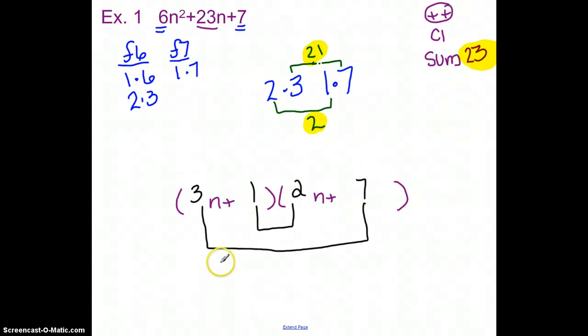Now, if I were doing this and I wasn't sure if I multiplied right or not, the easiest way to do this would be actually to do 3n plus 1 times 2n plus 7 and make sure that when you're done, you get 6n squared plus 23n plus 7. You want to make sure that you can actually get that value from it. If you can't, you know you better back it up and figure out what you did wrong. Okay, let's take a look at another one.